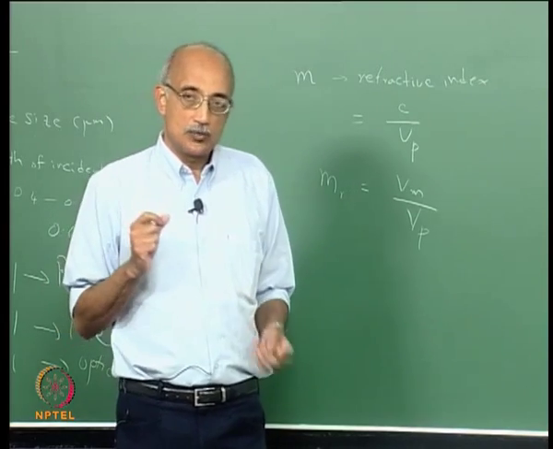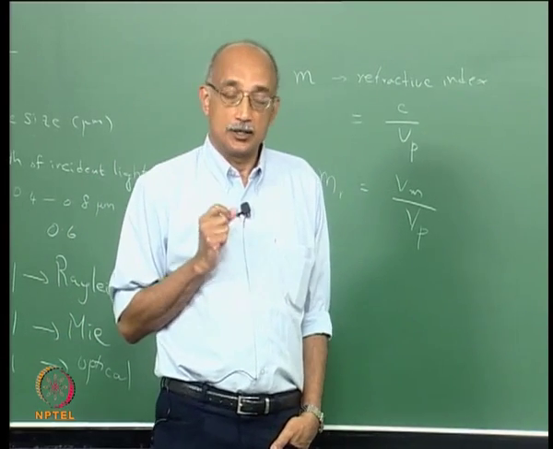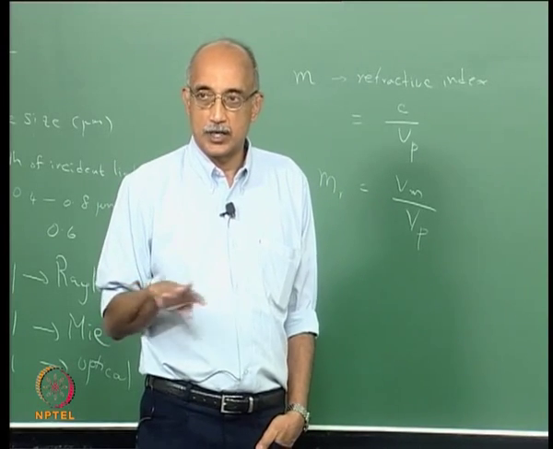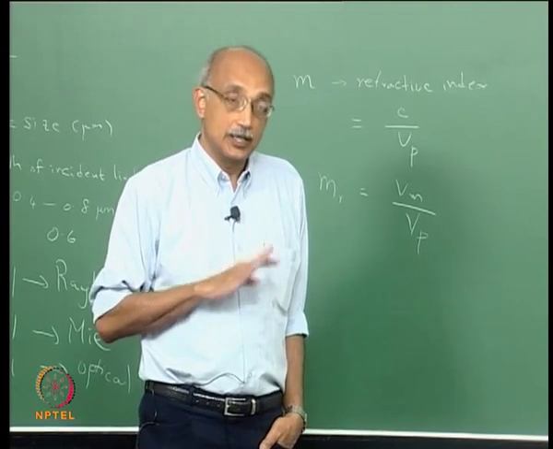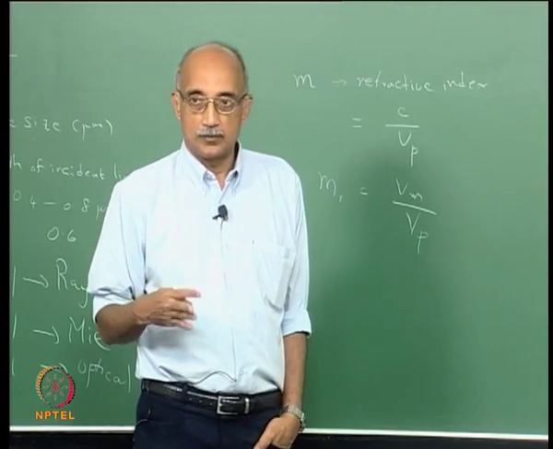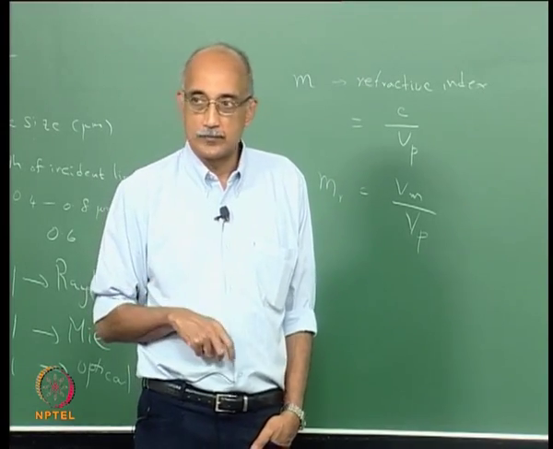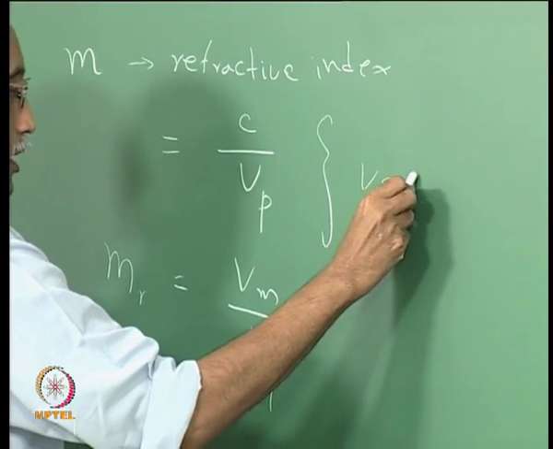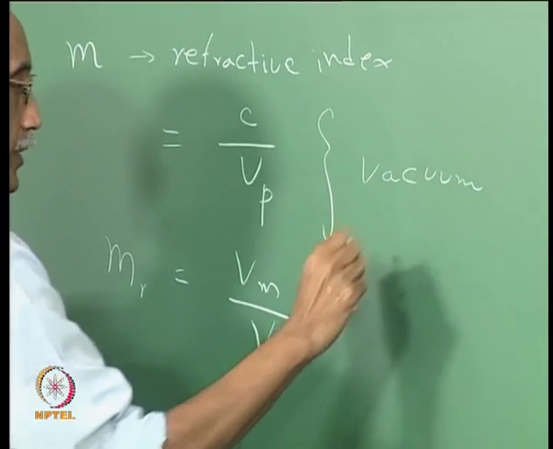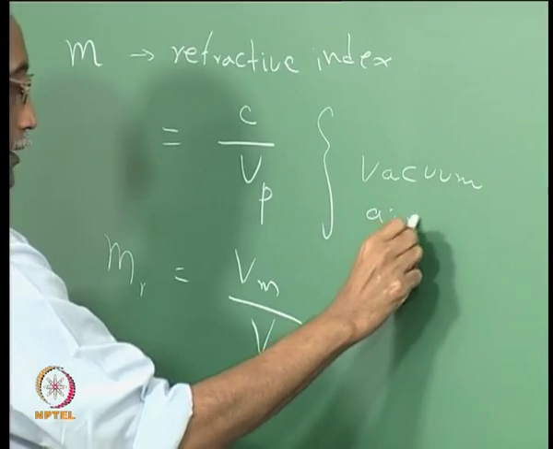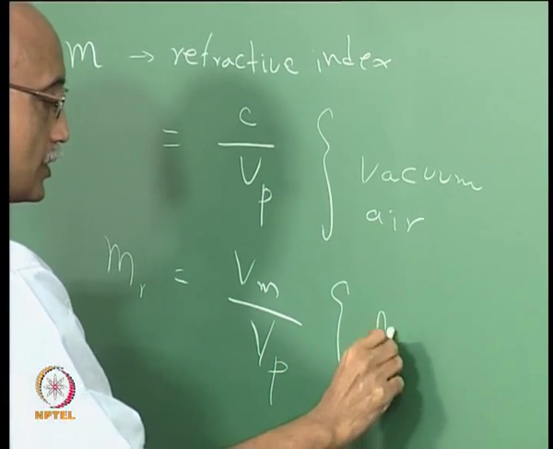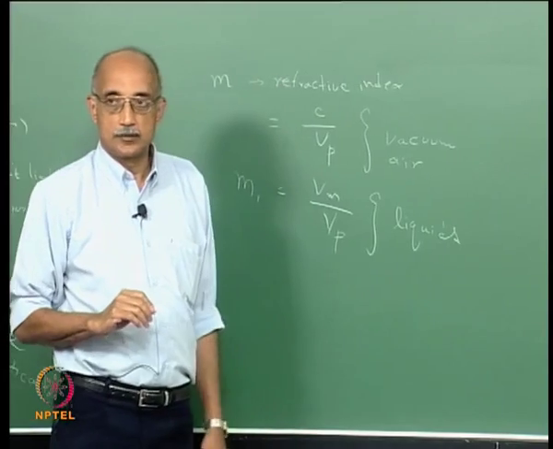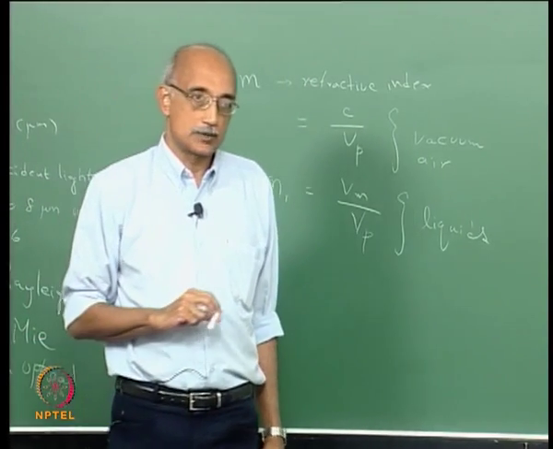However, when you talk about particles that are suspended in liquids, there is a huge degradation in the velocity of light transmission through a liquid compared to through vacuum or through a gaseous medium. So this definition is applicable predominantly for particles suspended in vacuum and air, whereas this definition is something you use for particles that are suspended in liquids.